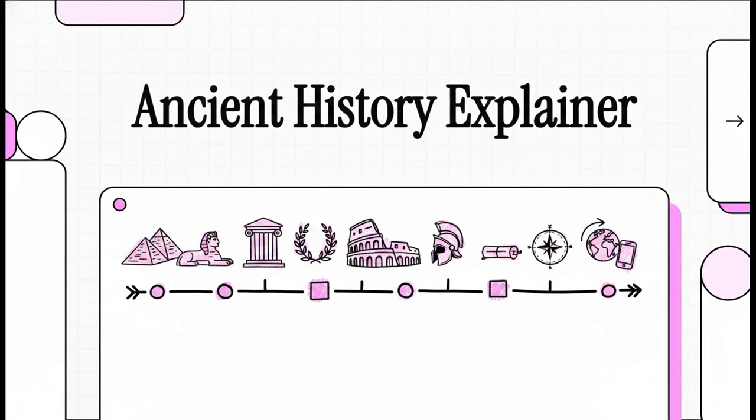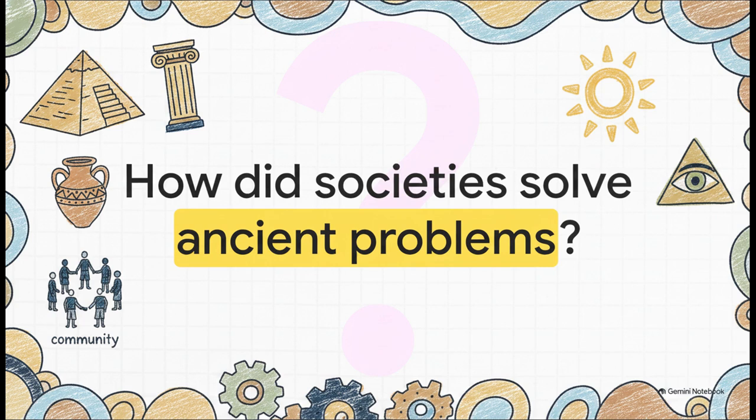Let's get into it. How did ancient societies solve problems of power, belief, and community? Now, that is the essential question we're going to be investigating all year long. We'll dive into this and see exactly how ancient people tackled the very same challenges we face right now. Because, when you think about it, every single civilization we study was really just a group of people trying to figure out how to live together, how to understand their world, and of course, who should be in charge.